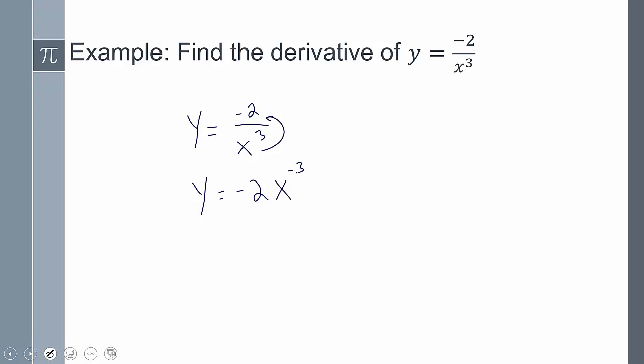So now, using the power rule, multiply these two values together. And so I'm going to get y prime equals 6, because negative 2 times negative 3 is 6. x to the, now I have to subtract 1, so minus 4. And so my derivative is going to be 6 over x to the 4th.